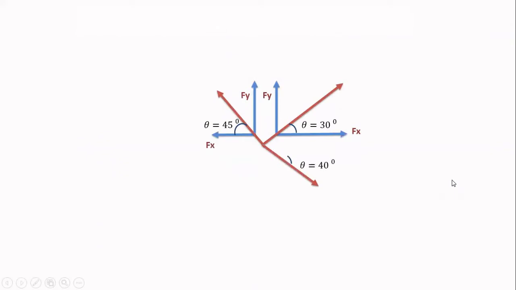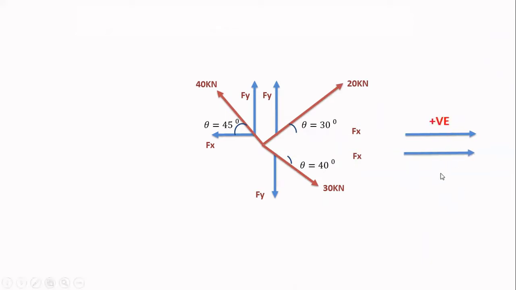Now let us see some sign conventions that we have to consider. If you see here, this horizontal force is going to the right side. That's why the force which is going to the right side, we take as positive. This force is also going to the right side, so these two forces are taken as positive. Similarly, this force is going to the left side. The forces which are going to the left side, we take as negative. Those forces which are going to the right side are positive, and those going to the left side are taken as negative.